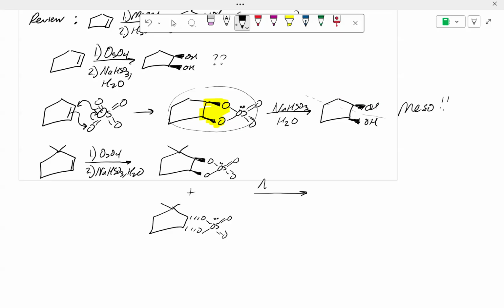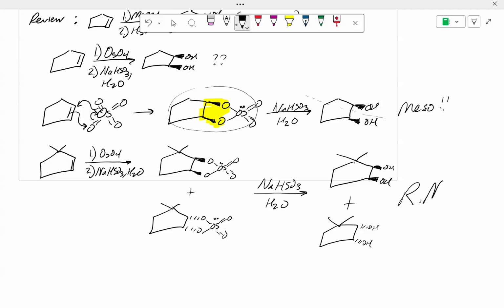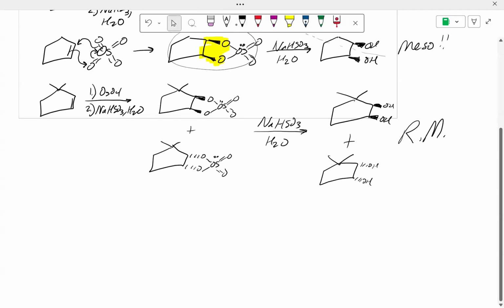So when I add the sodium bisulfite, the OHs are up here and the OHs are down here. Is this a meso compound? Neither of those are meso compounds, and so this is a racemic mixture. So don't get in the mindset of, oh, anytime I see osmium tetroxide, it's automatically going to be meso. No, you have to consider it, because I'm adding the same group across the double bond, but that doesn't mean it's a certainty.